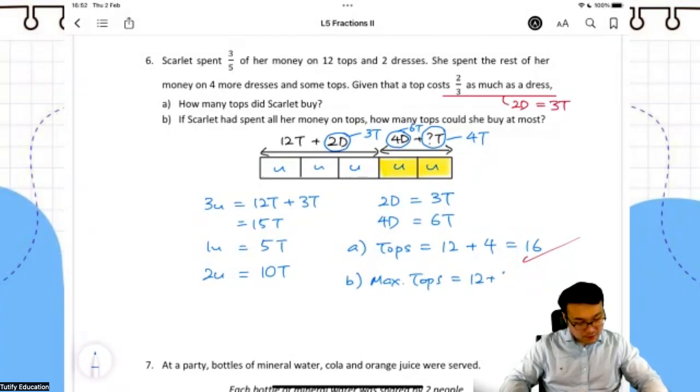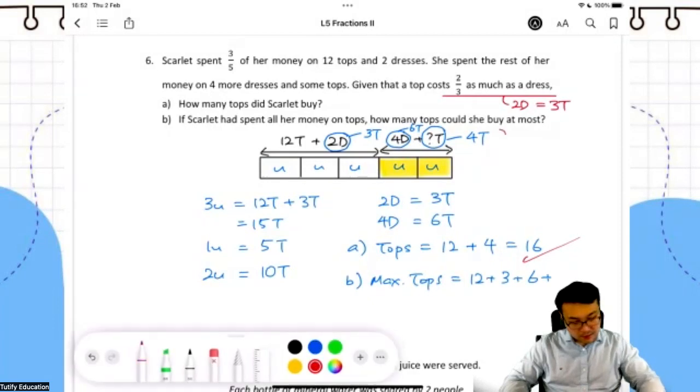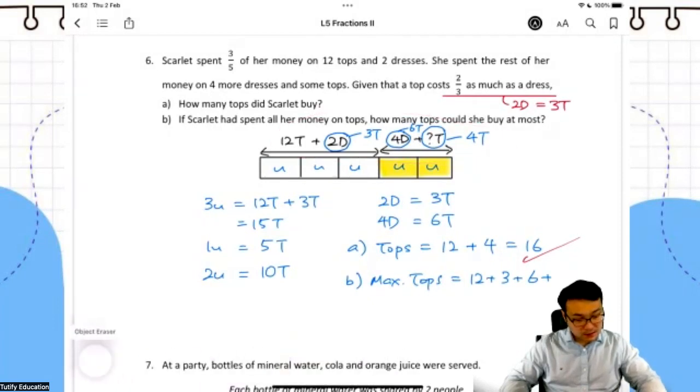Okay, let's do it. 12 plus 3 plus 6, and finally plus... I'm just adding everything on top. We're just adding all these, right? I have 12 plus 3 plus 6 plus.